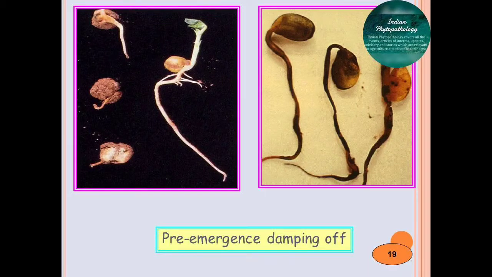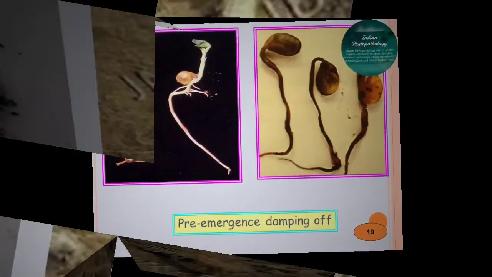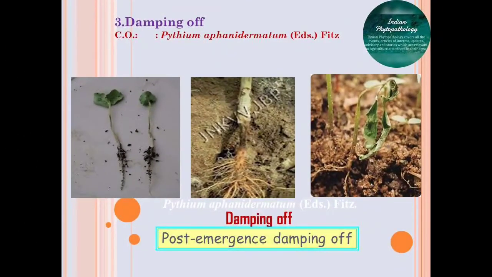The germinating young seedlings are killed before the emergence of the radicle and plumule from the soil. You can see in the image the complete disintegration of the plant material, that is the radicle and plumule, which were killed due to the infection of this Pythium aphanidermatum. And in case of post-emergence damping off, it affects seedlings, and such seedlings show pale green color. Brownish water-soaked lesions were also produced on the basal portion of the stem.